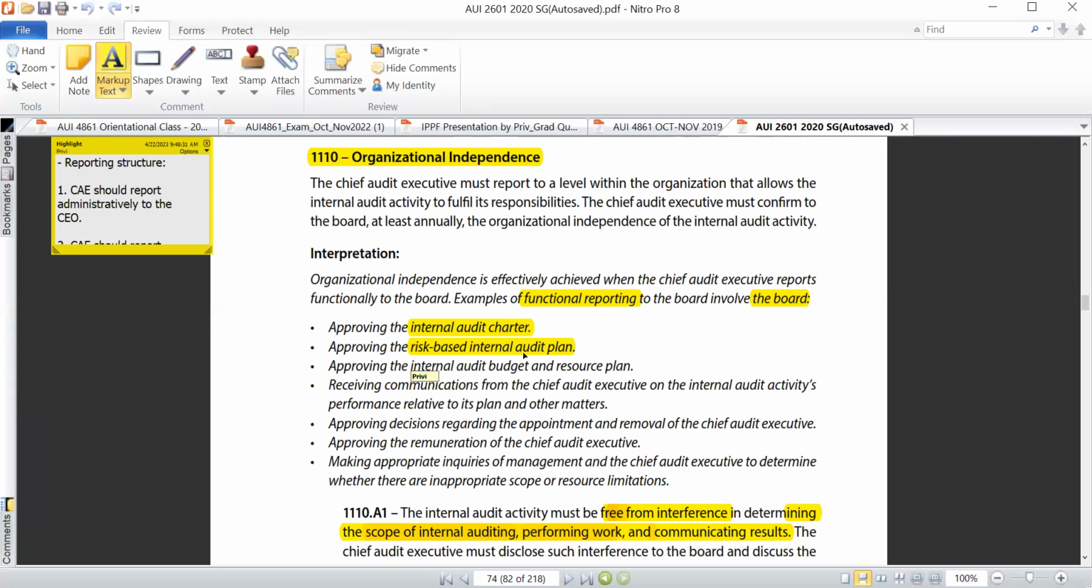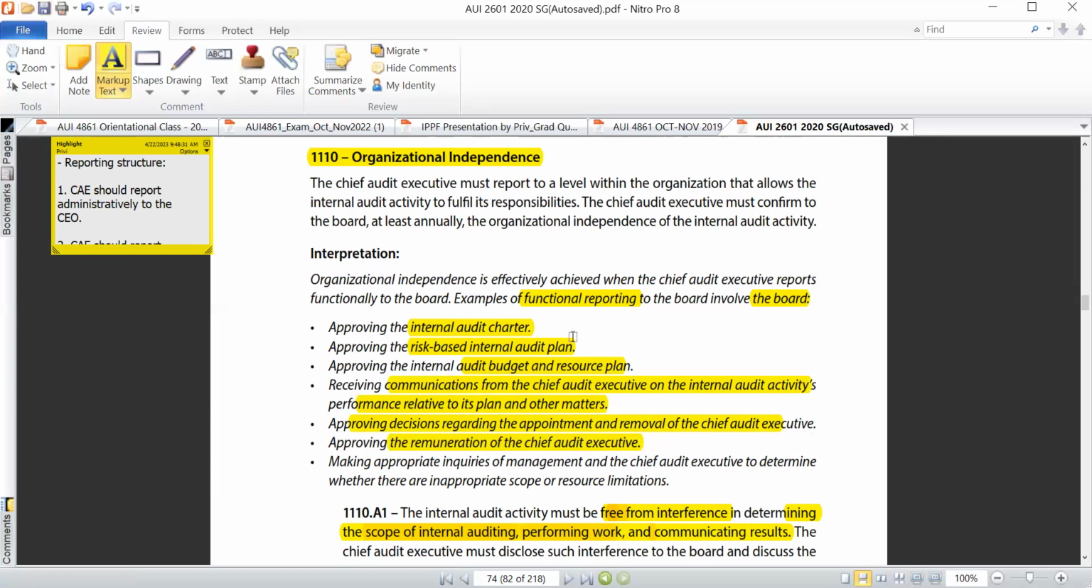Every year, they have to establish an internal audit plan that they ought to follow in terms of resources that they're going to spend, in terms of the audits that they're going to be performing. All that. Now, approving the internal audit budget and resource plan, receiving communications from the chief audit executive on the internal audit activity's performance relative to its plan and other matters, also approving decisions regarding the appointment as well as the removal of the chief audit executive, approval of the remuneration of the chief audit executive.